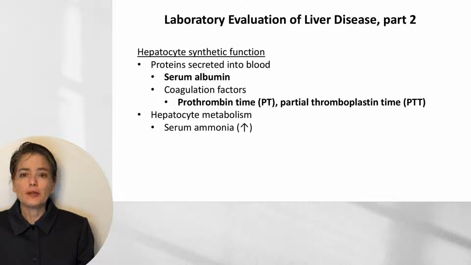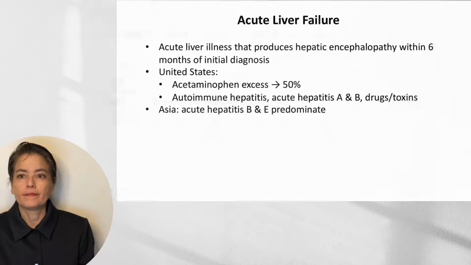Then the final way that we can assess hepatocyte synthetic function is to look at hepatocyte metabolism. One role of hepatocytes is to metabolize ammonia to the non-toxic urea. So when we see that serum ammonia is rising, that can indicate that our hepatocytes are ailing.